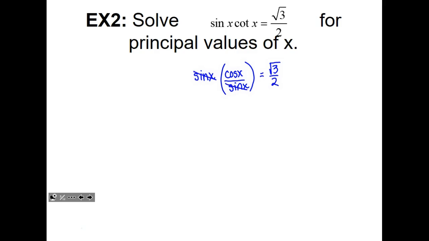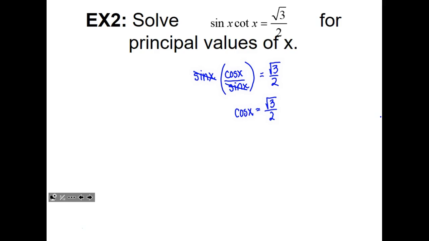Sine can cancel on top and bottom. Alright, so now I've just got cosine of x equals square root of 3 over 2. These are different than verifying, but because you're actually solving for x, you're moving things from one side to the other. But we'll use some of those same strategies on some of the problems there. This is a strategy that we used when we were verifying.